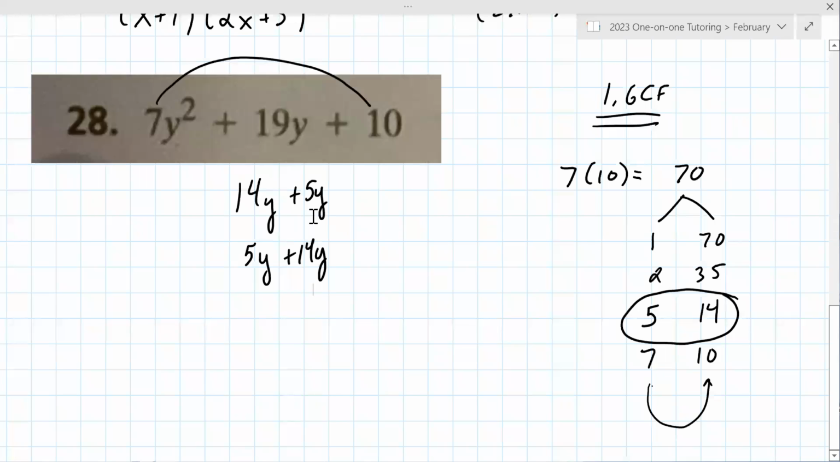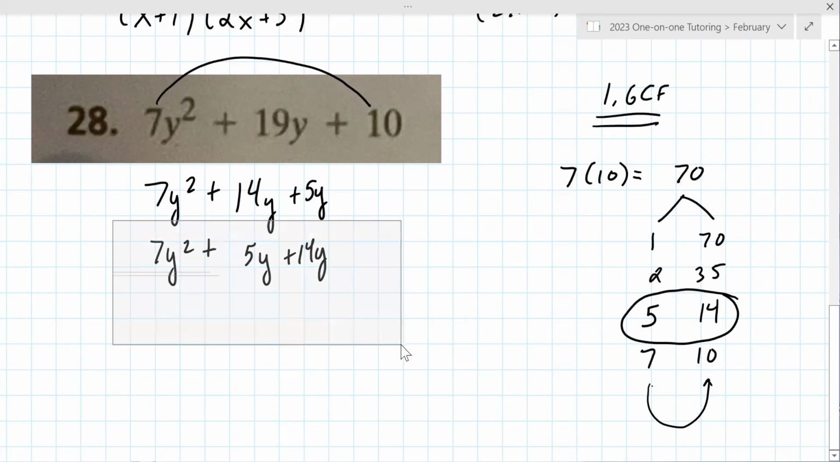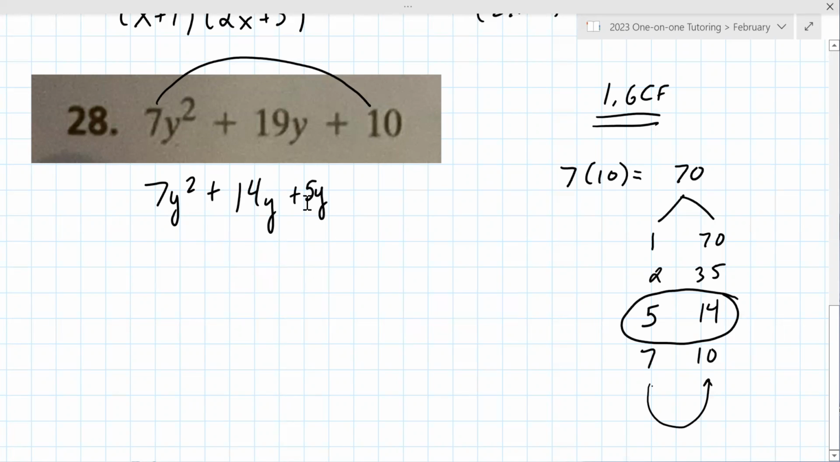So it sounds like you're not sure. Bring the 7y squared down. Now, which kind of looks better to your eye? Plus 14y or plus 5y? Plus 14y. Yeah. So the order doesn't matter there either. You get to choose that, and you should pick the one that appeals to you. Okay, so what is the GCF between 7y squared and 14y?